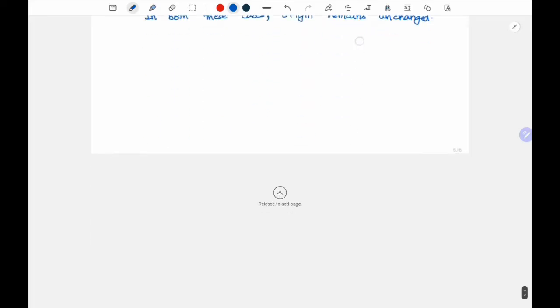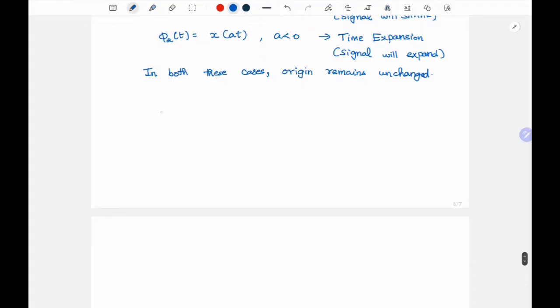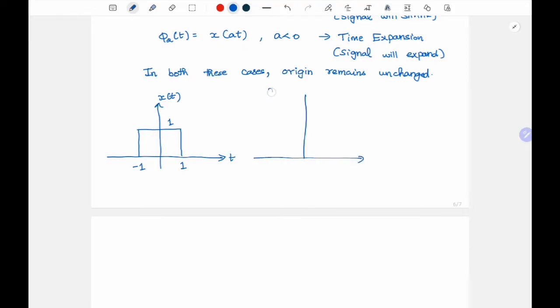So let's consider some more examples. Let's say I have a rectangular pulse from minus 1 to 1 for x of t, and the amplitude is 1. Now I want x of 2t. Then what will happen? It is just a compression. The amplitude will remain the same, and minus 1 will move to minus 1 by 2, which is minus 0.5, and 1 will move to 0.5.